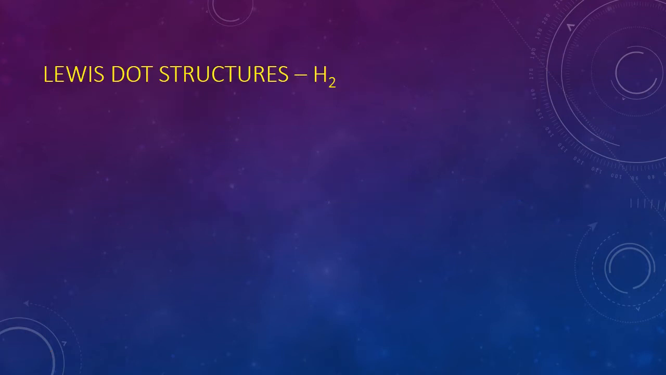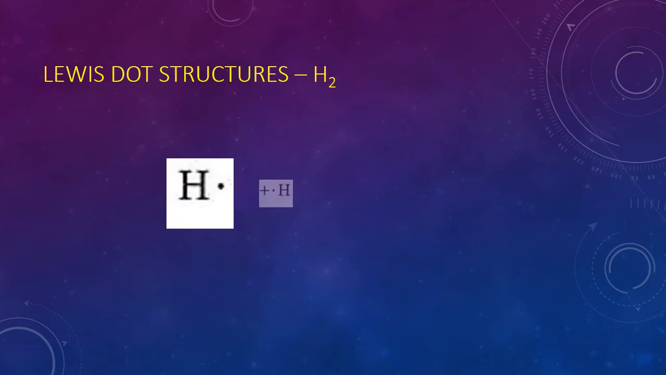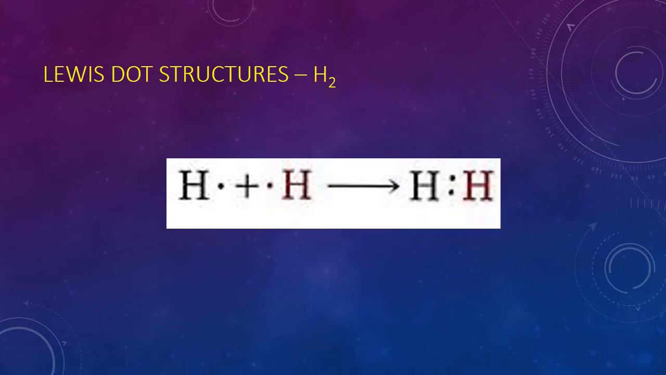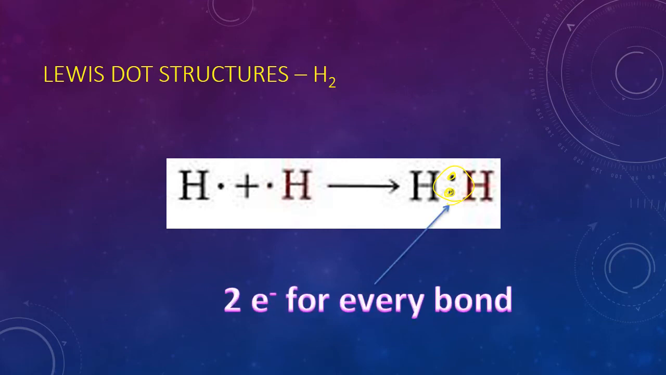So if we were to take a look at the Lewis dot structure for hydrogen, hydrogen by itself has one valence electron, and I add to it another hydrogen with one valence electron, and I make the hydrogen molecule. Each of these single atoms thinks it has two electrons in the outer shell. So each one of these is happy. They both end up feeling like helium because they share these two valence electrons. Two electrons for every single bond. Every bond only has two electrons.